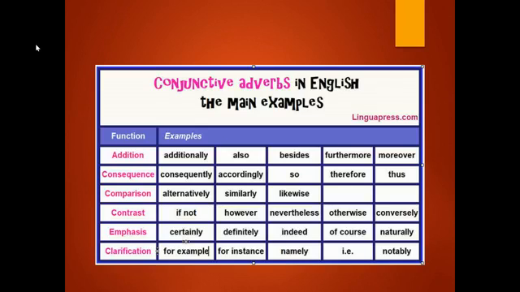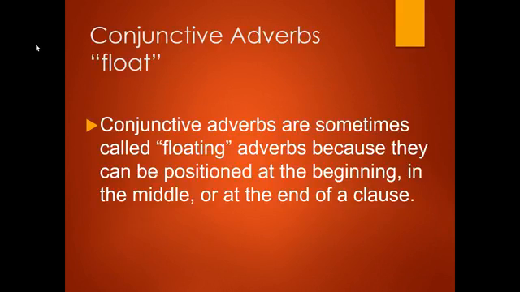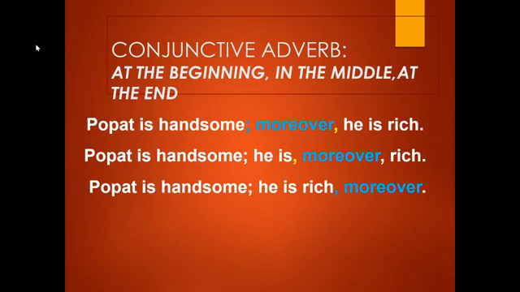Has anyone done that? Anyways, conjunctive, great. Conjunctive adverbs are sometimes called floating adverbs. You know, they can be put at the front, in the middle, and at the end of the clause as well. मैं दिखा दूंगा. Popat is handsome, moreover he is rich. Popat is handsome, he is moreover rich. Popat is handsome, he is rich moreover. So देखो, you know, you are like playing with the words.